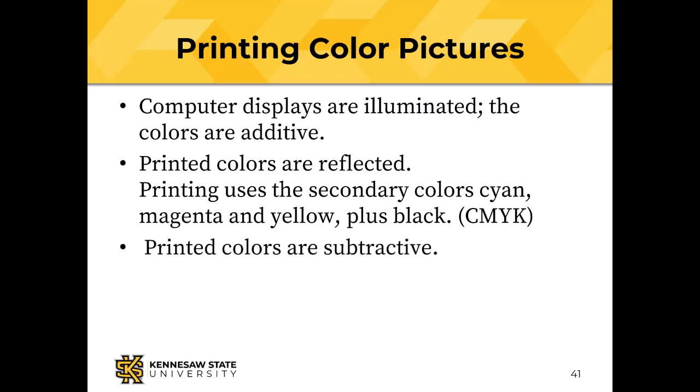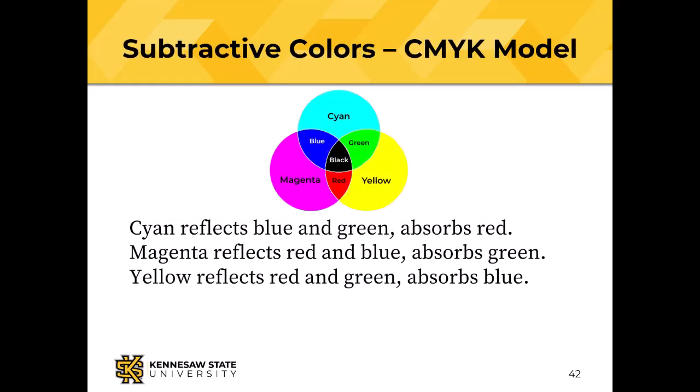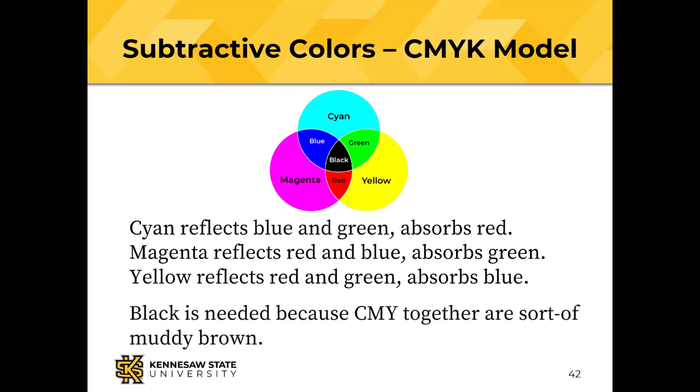Printed colors are subtractive. We can see that by looking here and seeing that cyan reflects blue and green, but absorbs red. Magenta reflects red and blue, but absorbs green. If I combine cyan and magenta in equal amounts, I get blue. I can combine magenta and yellow to get red, cyan and yellow to get green, and I'm going to use a separate black ink to get black.